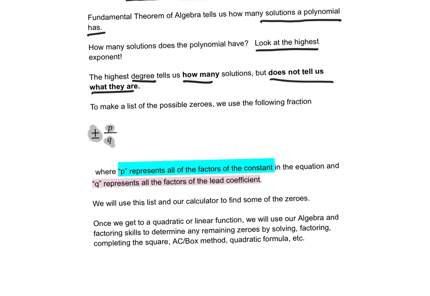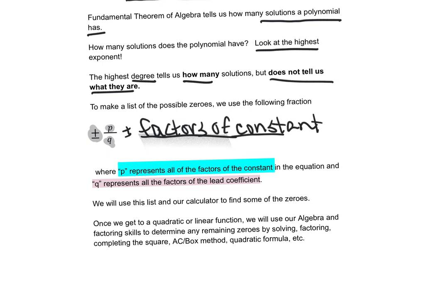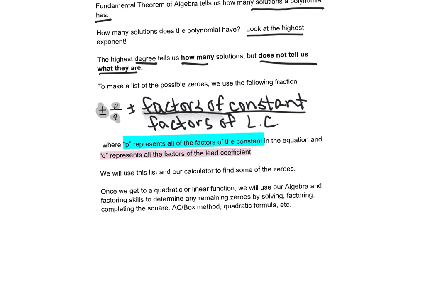And on the top in our numerator is going to be P. And P, it's going to be plus or minus, it's going to represent the factors of the constant. Remember the constant is just the number that is not attached to any variable. It's just the number hanging out there all by itself. And then in the bottom, Q represents the factors of the lead coefficient. We're going to call that LC, because that's what we called it when we did the bounce wiggle cross, the lead coefficient. And when we do that list, it's going to tell us, here's a list of possible places that we could have as answers.